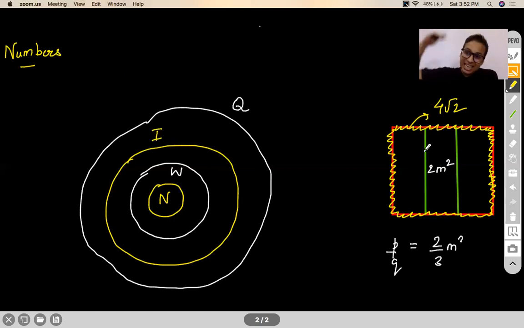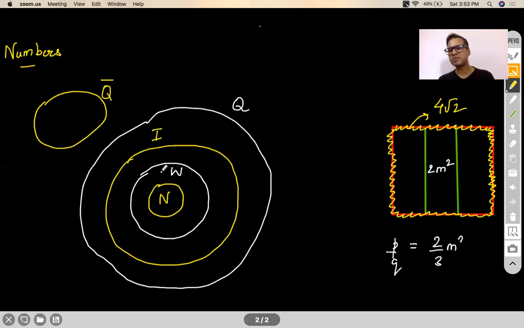Now, at that time, when irrational numbers were not in the picture, how else would he explain how much barbed wire he needed? So he needed something called irrational numbers. So there was another circle. I'll draw a small circle, which is Q complement. Q complement means other than rational numbers. Now, when he got all these numbers, he started calling all these numbers real numbers.